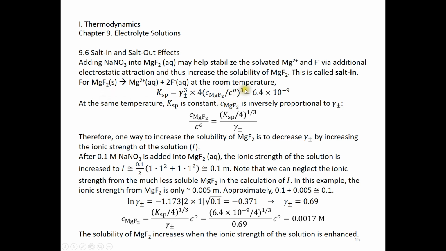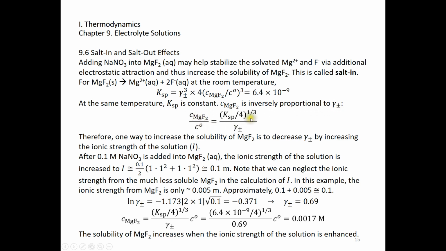We are assuming the standard state is 1 molar. Now at the same temperature, room temperature, Ksp is a constant. That's not going to change. However, if you look at this equation, you can see the concentration of magnesium fluoride is inversely proportional to gamma. If this product is a constant, then the concentration of magnesium fluoride is higher when you have a smaller gamma, and lower if you have a larger gamma.